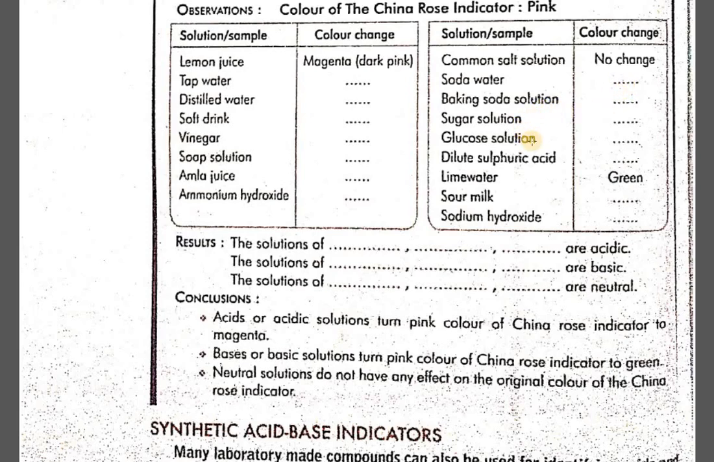Sugar solution and glucose solution, no change. Dilute sulfuric acid, magenta. Lime water, green. Sour milk, magenta. And sodium hydroxide, green. So the ones turning magenta are acidic in nature. The ones turning green are basic in nature. And the ones showing no change are neutral in nature.